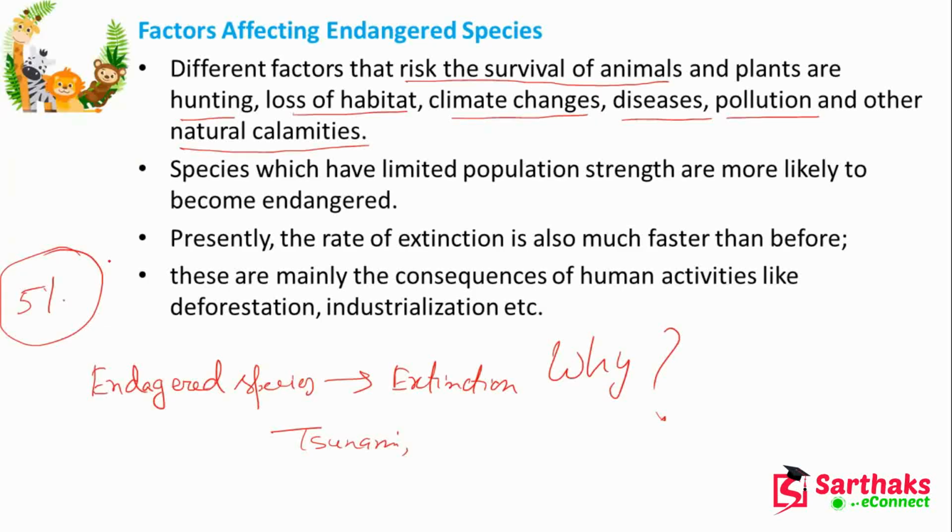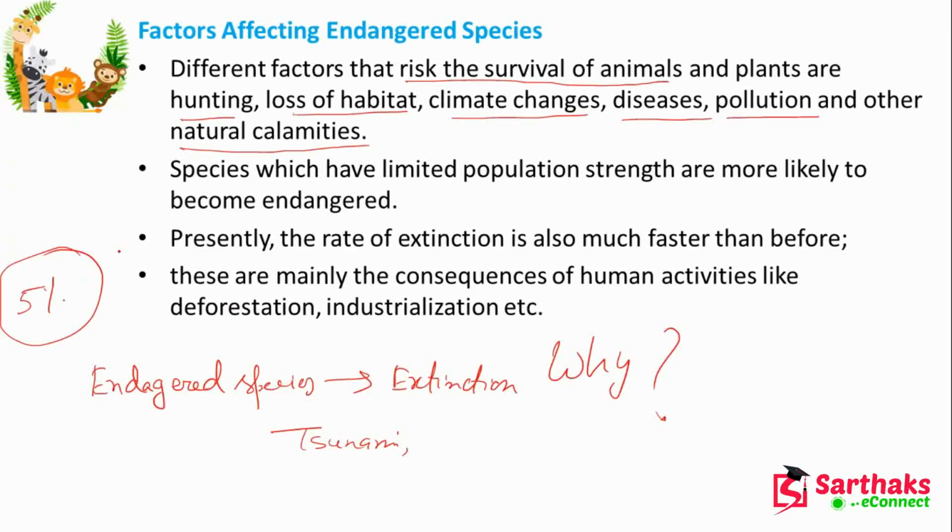We have so many restrictions, so many rules and regulations, but still there is some hunting. Loss of habitats, climate changes, diseases, pollution, natural calamities are there. So a huge number of reasons are behind this. Species which have limited population strength are more likely to become endangered.